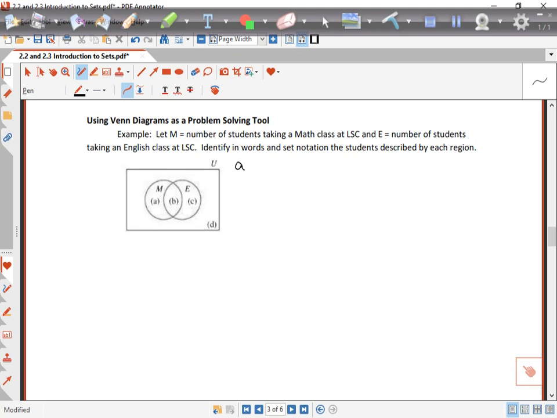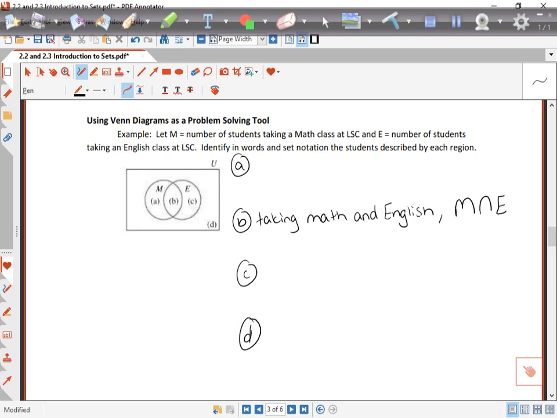Let's see. Just write all these out real quick. Probably the easiest one to start with is B, where they overlap. This would be taking math and English. We've got the word and, it's where they overlap, so it'll be math intersect E.